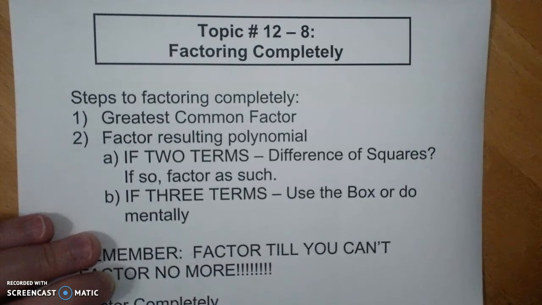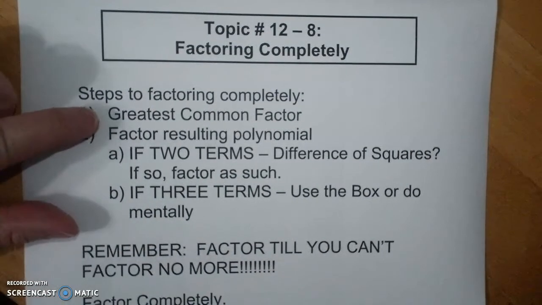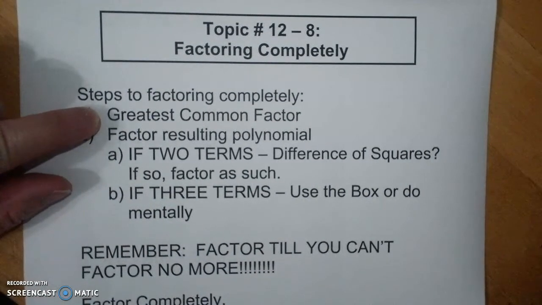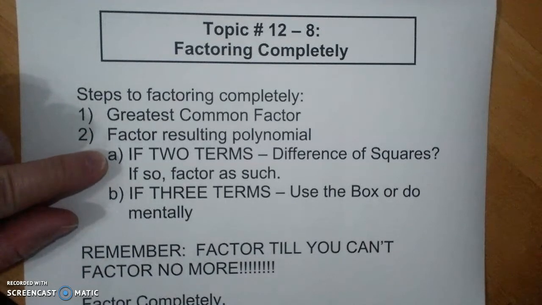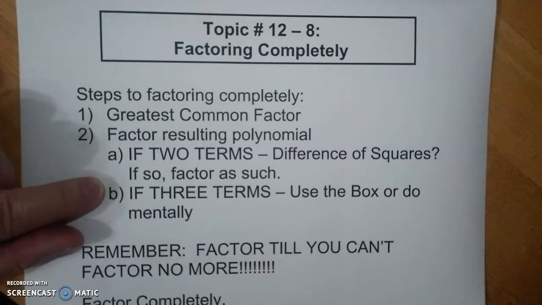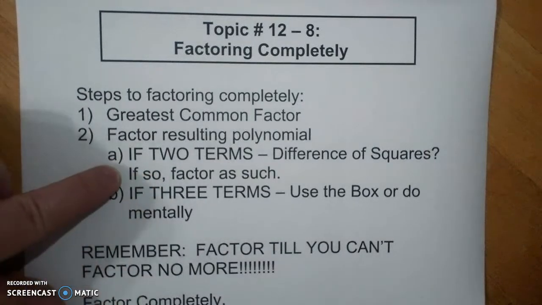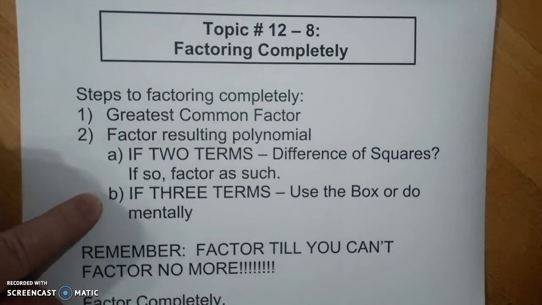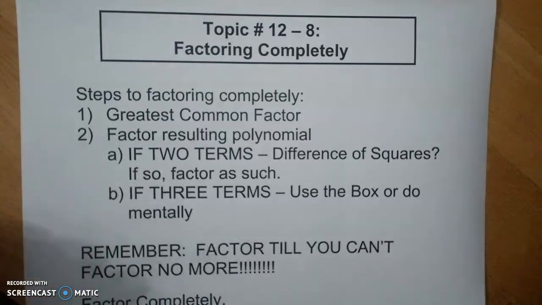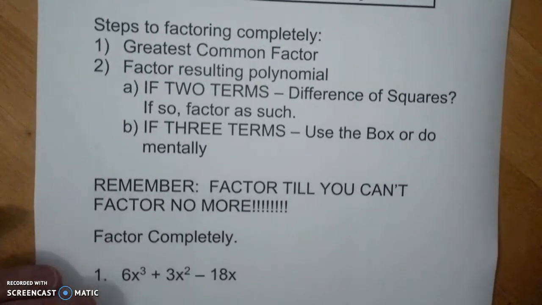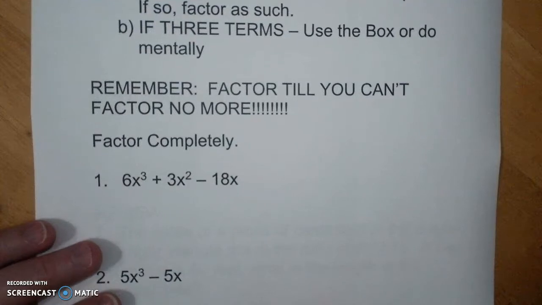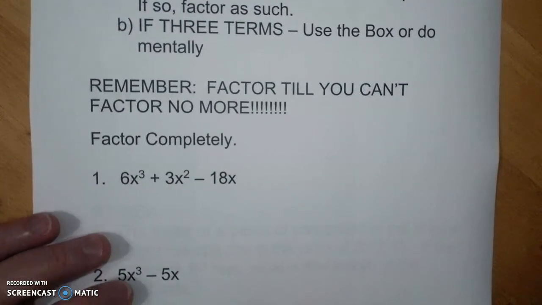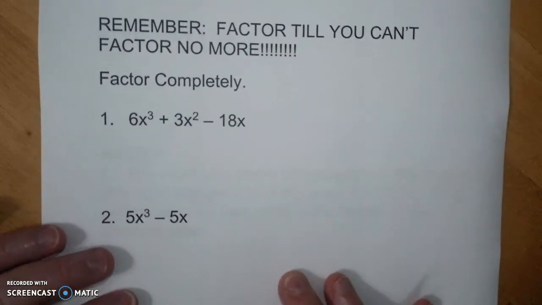Steps to factoring completely. Pull everything out of which is the greatest common factor. Factor the resulting polynomial. If it's two terms, look for difference of squares. If it's a difference of squares, do it. If it's three terms, factor it using tic-tac-toe or whatever. Remember, factor till you can't factor anymore. And if it's prime, write prime.